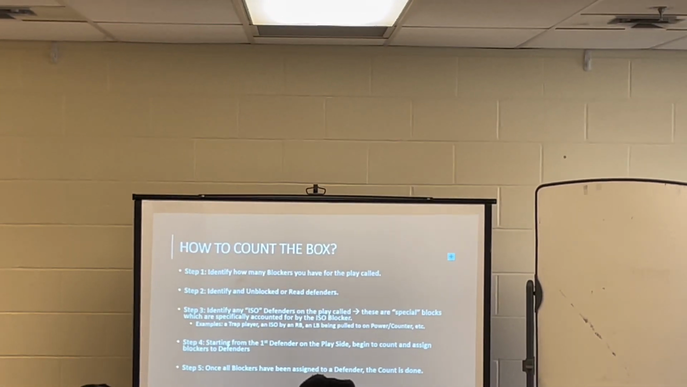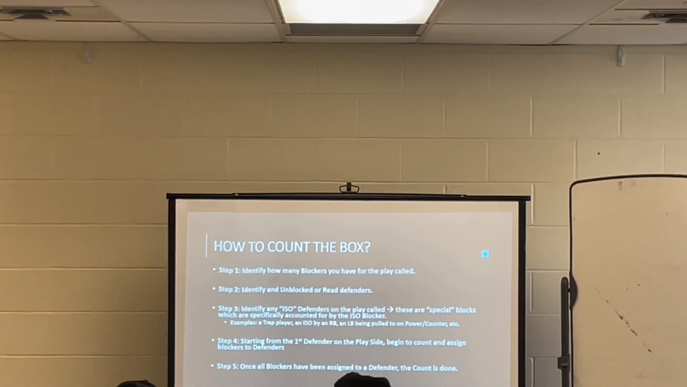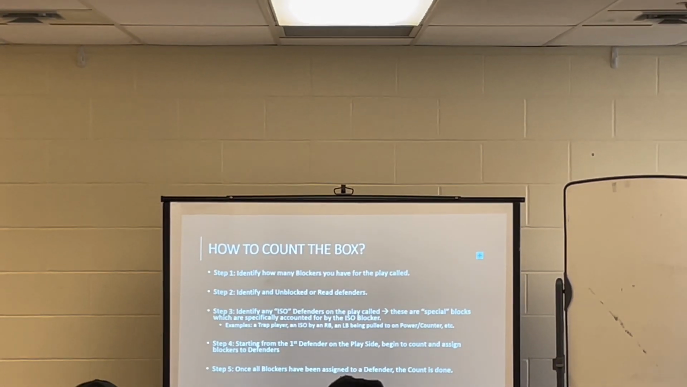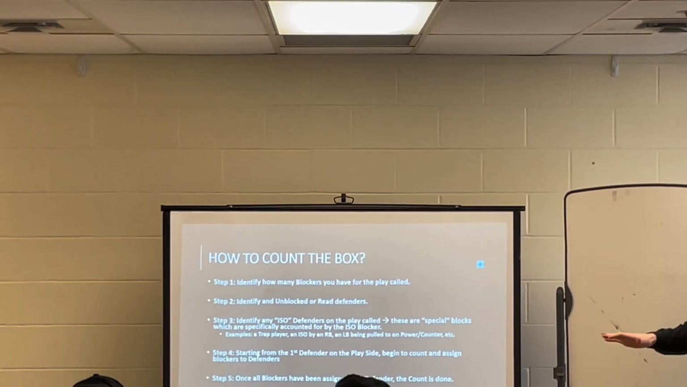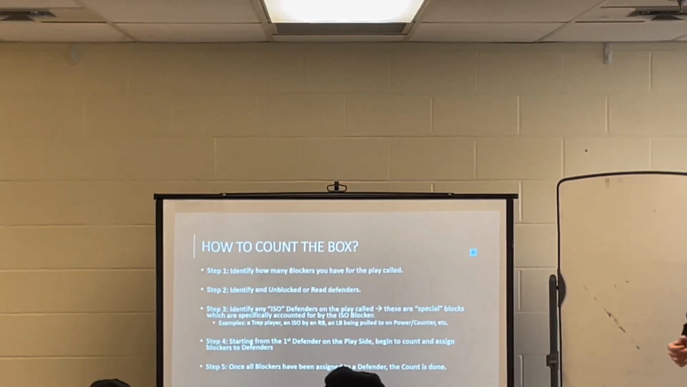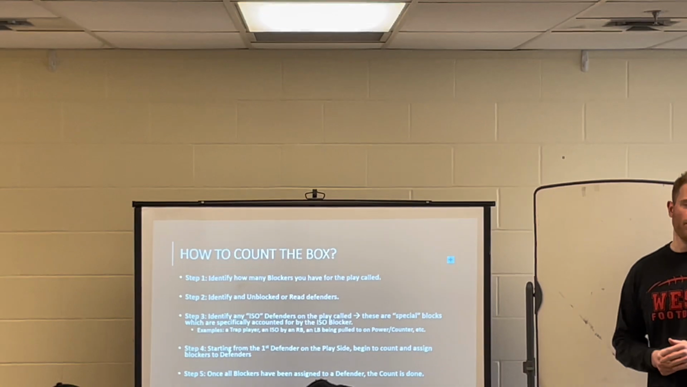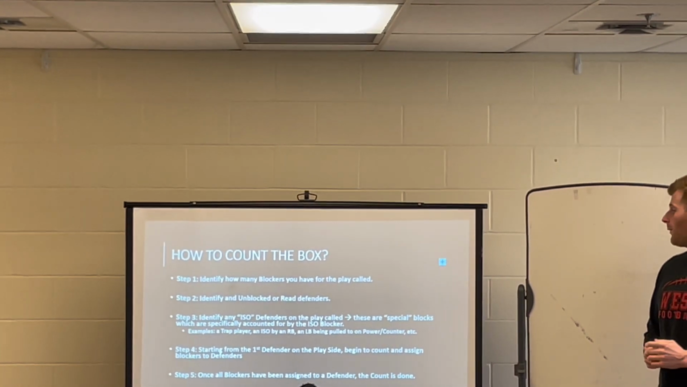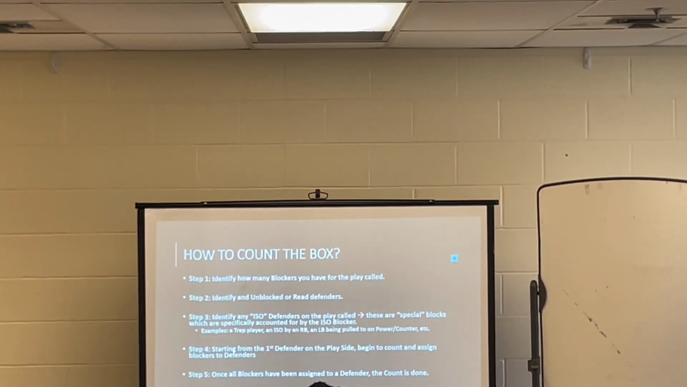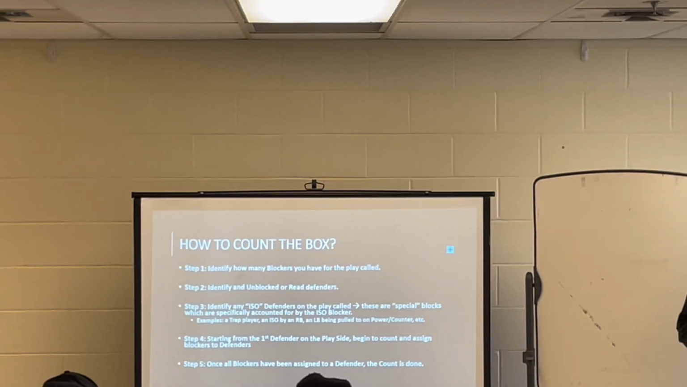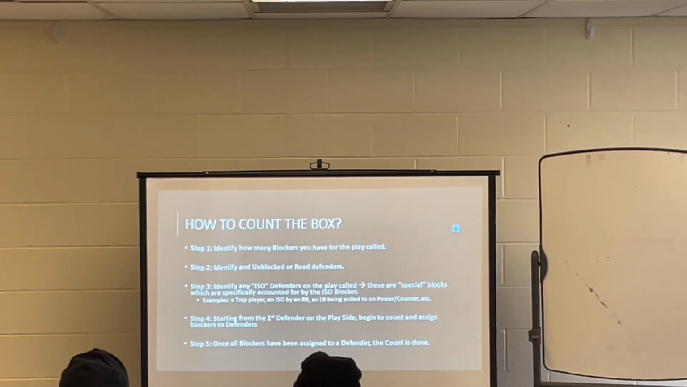So now we know that the rest of our guys have to be responsible for the rest of their guys. Our reads are out of the way, and our special blocks are out of the way. So we start from the first defender on the play side. It could be the C-gap defender, that could be an overhang linebacker, that could be a tight 4-eye if they're playing the 30 front, whoever that might be. And we just start to assign defenders and blockers to one another. And once all of your blockers are gone, your box count is done. You can only block with what you have, right?